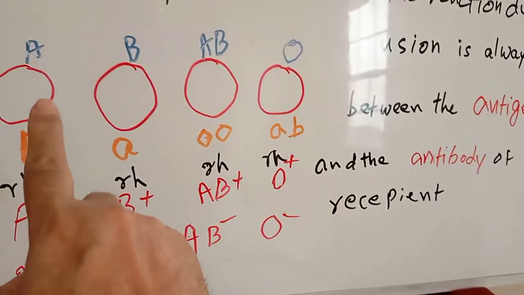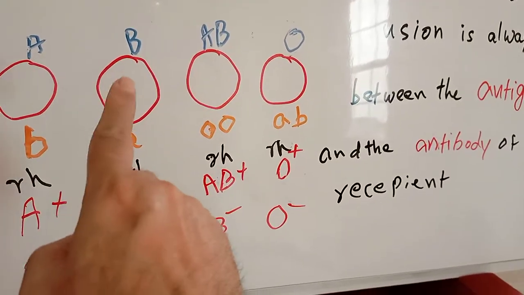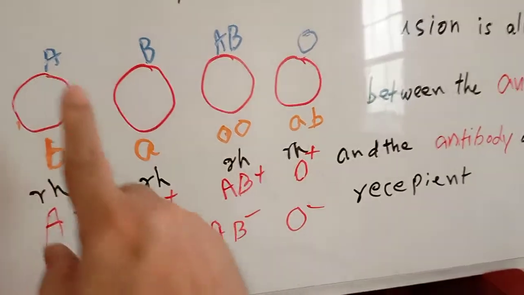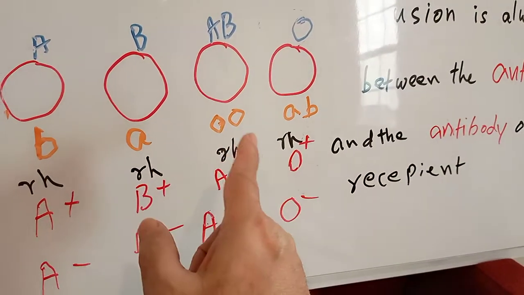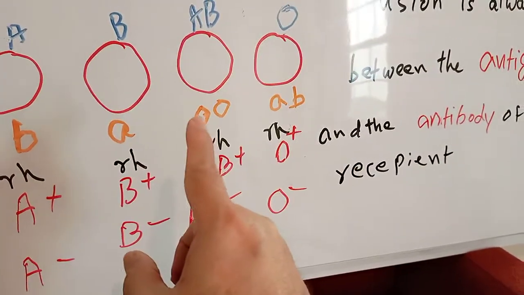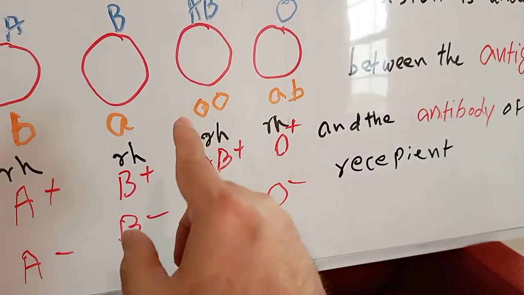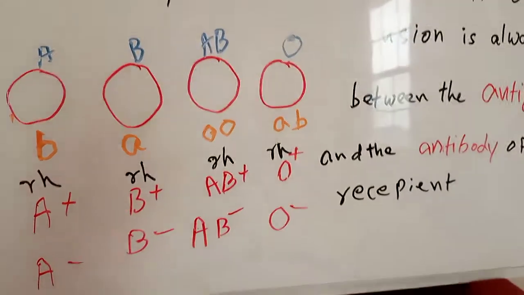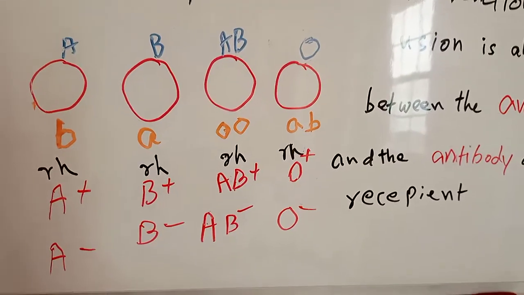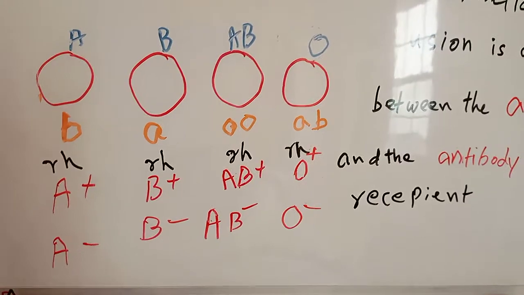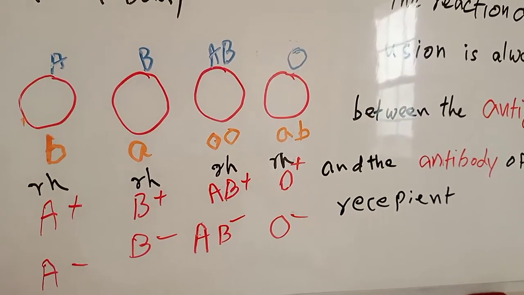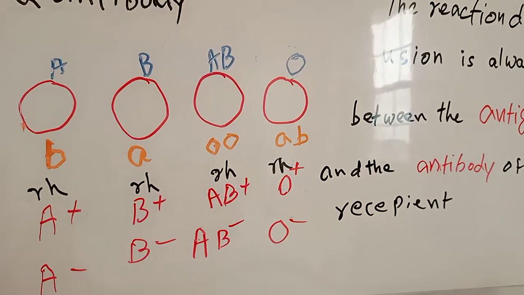But you can give A to AB and B also to AB because AB has no antibody. Antigen A will not react with it because there is no antibody. B will not react with it because there is no antibody. O will not react with it because O has no antigen and AB has no antibody. So any blood can be given to AB. That's why AB blood group is known as universal recipient. It can receive any blood. We can give any blood to a person who has AB blood.